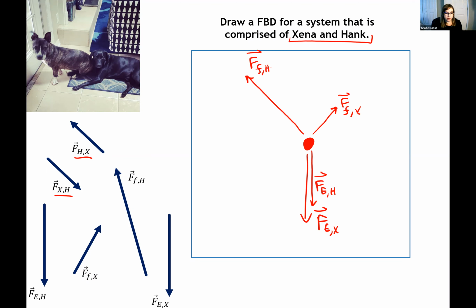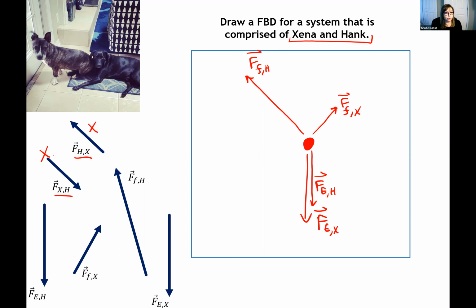So that's my free body diagram for the system in which it's comprised of Xena and Hank. So you can notice that all of the second subscripts are either X's or H's, because those were things that were in my system. And all of the forces that I've drawn are coming from or originating from things that were external to my system, which is why I did not include these two internal forces. If you put them on there, it's not technically wrong, it's just unnecessary.